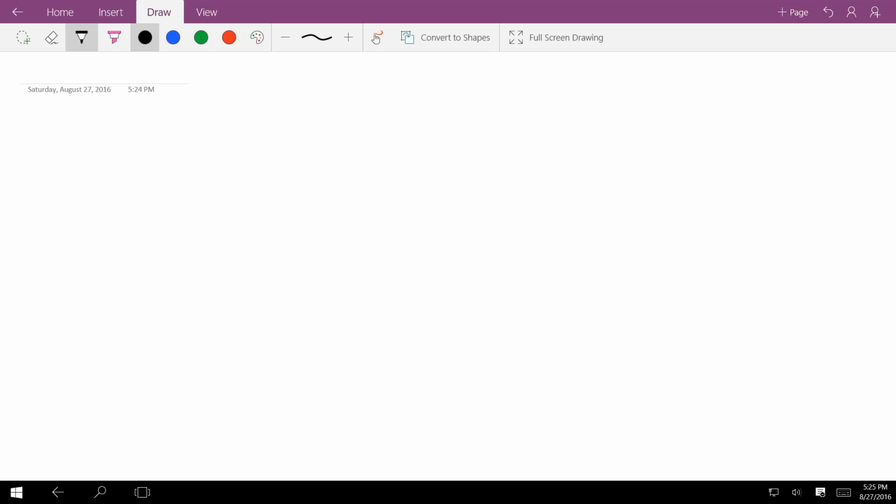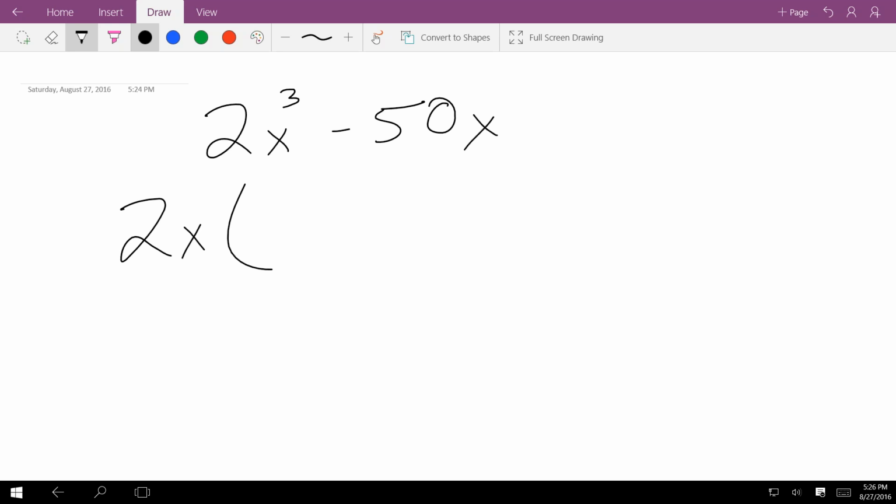Okay. And then I have 2x cubed minus 50x. First step. So you could probably take away 2x, the greatest common factor. In other words, that's always your first step, is to see if there's a greatest common factor. Well, it turns out that when you take away the greatest common factor, now you're looking at something quite simple.